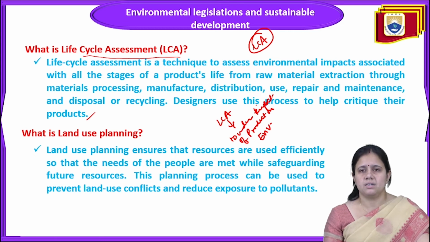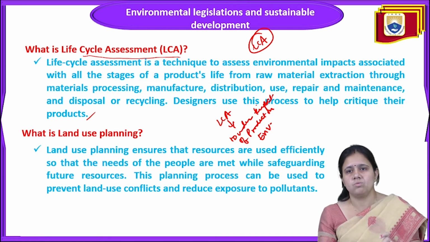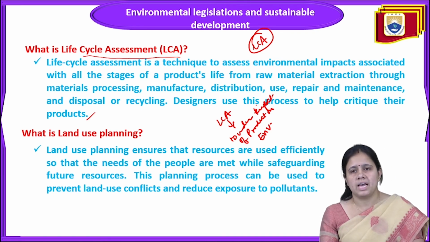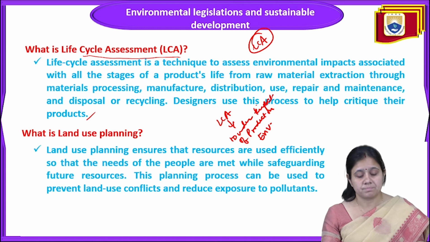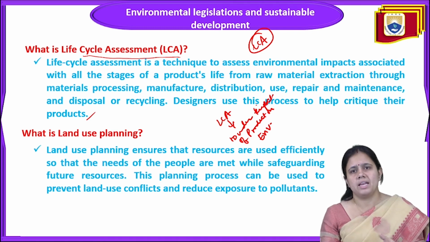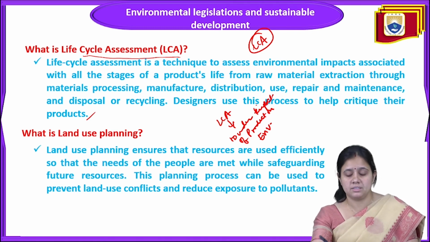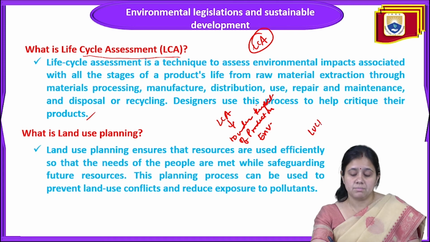Next is land use planning. Land use planning will ensure that resources are used efficiently so that needs are met while safeguarding future resources. And this planning process can be used to prevent land use conflict and then reduce exposure to pollutants. Land use planning, LULC, land use land cover. This is a very important term.